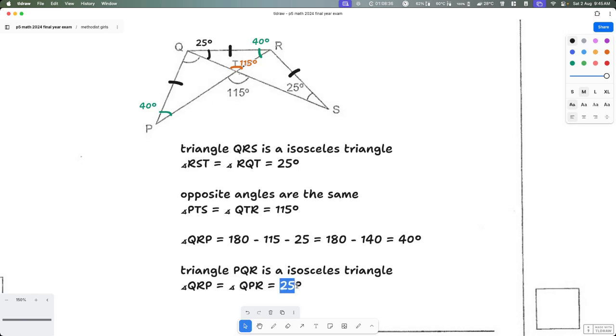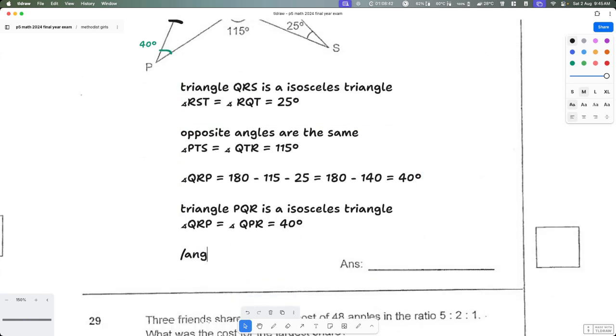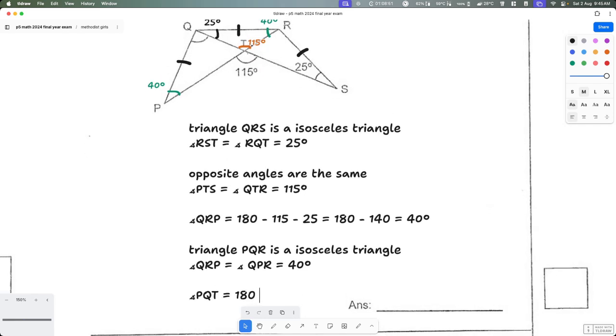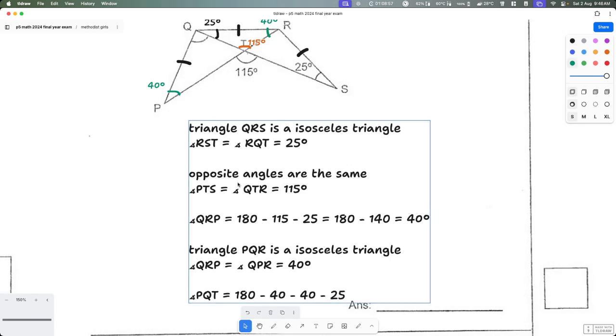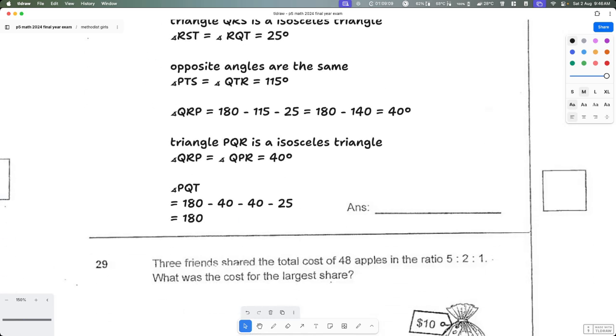QPR, and this is 40 degrees. So that means to find angle PQT, from here I think you can guess the answer, which is 180 minus 40 minus 40 minus 25. So 180 minus 40, 40, 25 is 105, which in this case is 75 degrees. And there you go. That's the answer, 75 degrees.